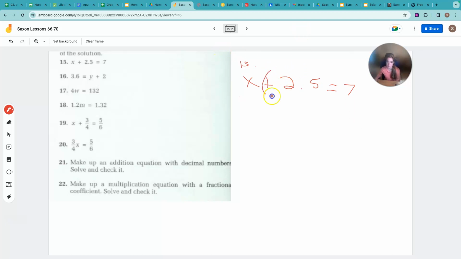Well, we've got a plus 2.5. So remember, the equal sign is the transformer here. We're going to subtract 2.5, because that will cancel it out on this side. And then we're left with x equals 7 minus 2.5. What is 7 minus 2.5? Let's check it out. 7 minus 2.5 would be 4.5. So we get x equals 4.5.